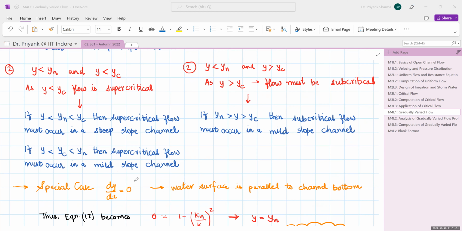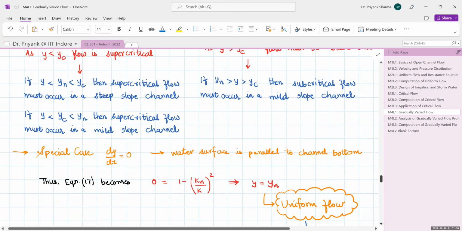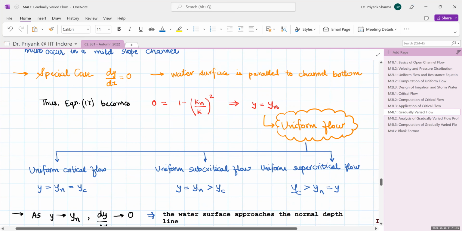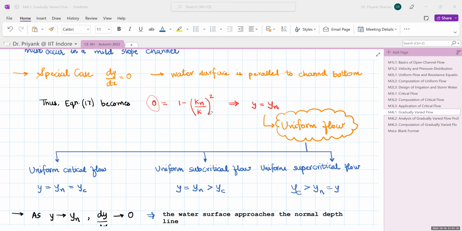Now what happens when your dy by dx is equal to 0? So when your dy by dx is equal to 0, your water surface becomes parallel to the channel bottom, and when we put that in equation 17, this LHS becomes 0, so 1 minus kn by k the whole square. That means y is equal to yn, and when your depth of flow is equal to normal depth, it is a uniform flow. So this is a special case where we treat it as a uniform flow.